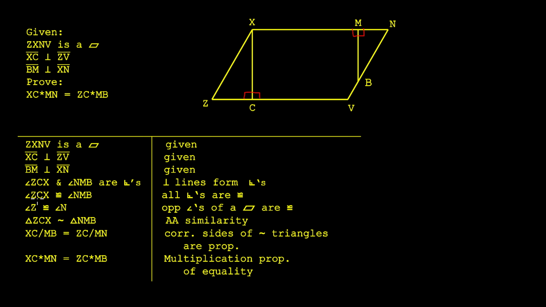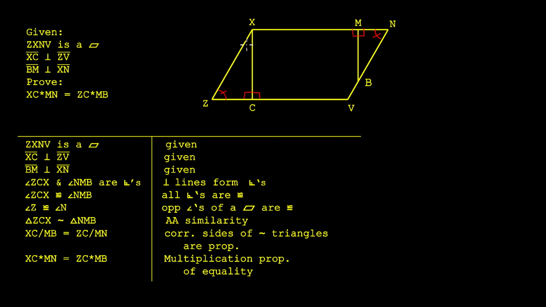Next, angle ZCX is congruent to angle NMB because all right angles are congruent. So we have congruent angles here and there. From there, angle Z is congruent to angle N because opposite angles of a parallelogram are congruent. So angle Z is congruent to angle N right there. Then triangle ZCX is similar to triangle NMB because of AA similarity. We have this single tick mark set of angles, and we have a right angle here and here. So we have AA similarity.